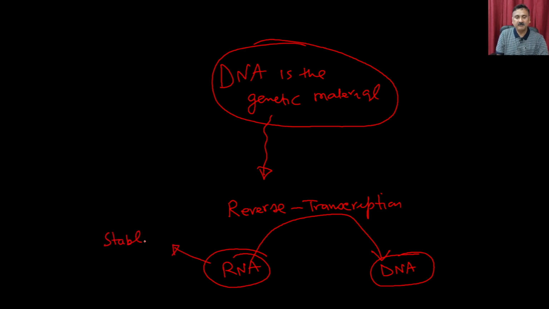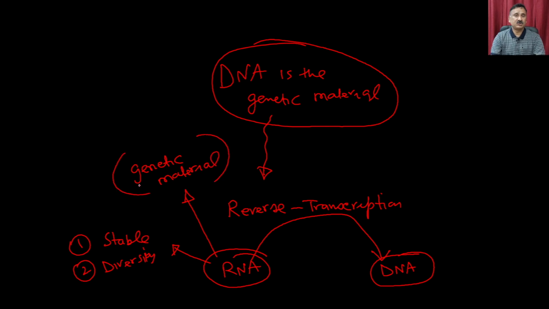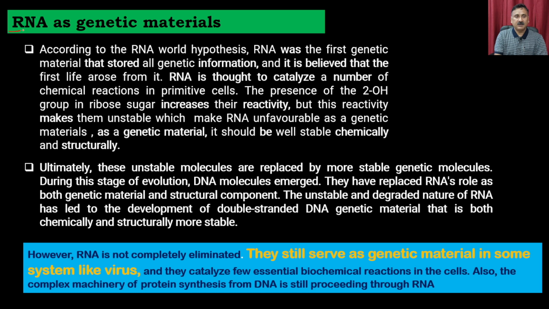RNA is also stable. RNA can also provide diversity, and since RNA can be converted into DNA, is there a possibility that the RNA could also behave like a genetic material, right? Under exceptional cases or some other kinds of cases, right? So again the same debate started whether the RNA could be a genetic material or not. So to prove that, people started doing experiments. Okay. So, RNA as a genetic material.